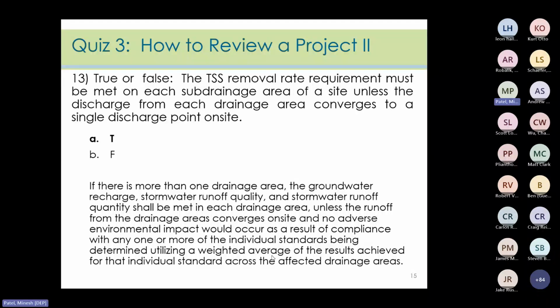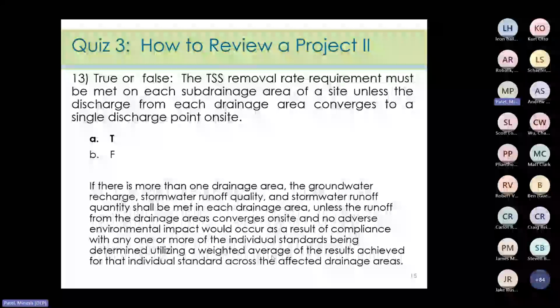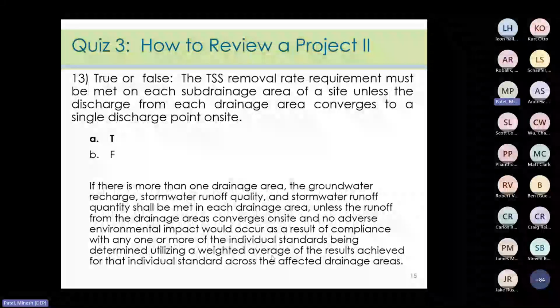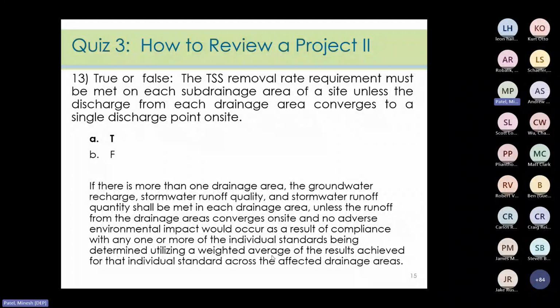You have to meet the standards for each drainage area, but also be aware that if runoff from drainage areas converge on site, and no adverse environmental impact would occur as a result of compliance with any one or more of the individual standards being determined utilizing a weighted average of the results achieved for that individual standard across the affected drainage areas.